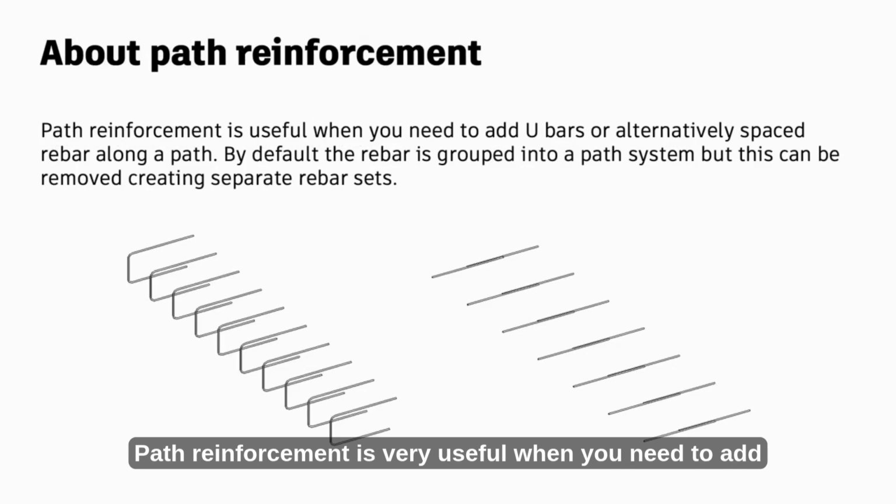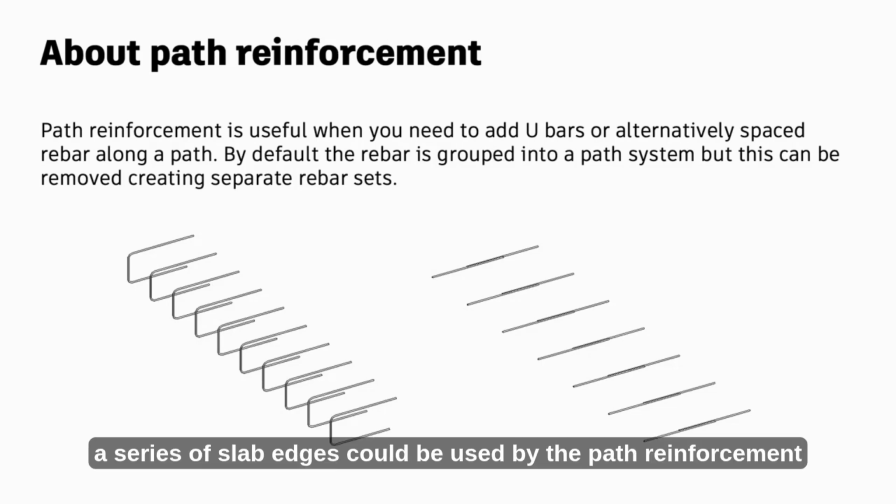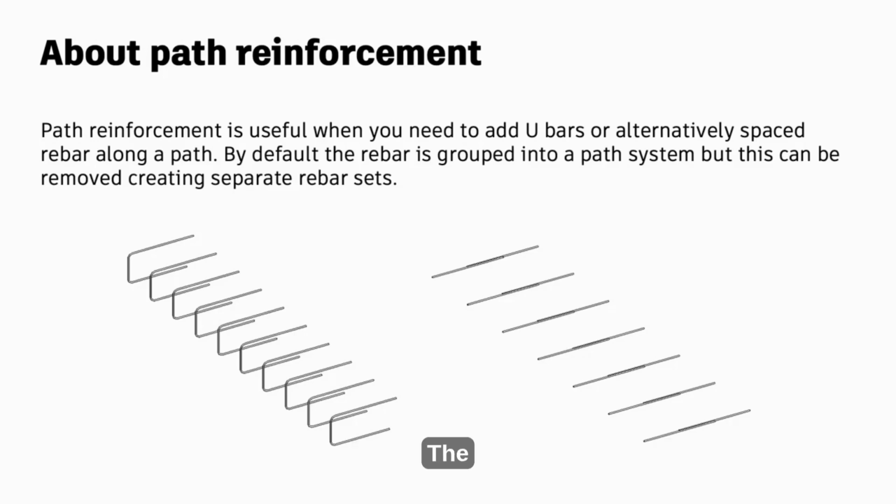Path reinforcement is very useful when you need to add U-bars or L-bars along a path. For example, a series of slab edges could be used by the path reinforcement command to populate U-bars around the perimeter. Path reinforcement can also incorporate curves.